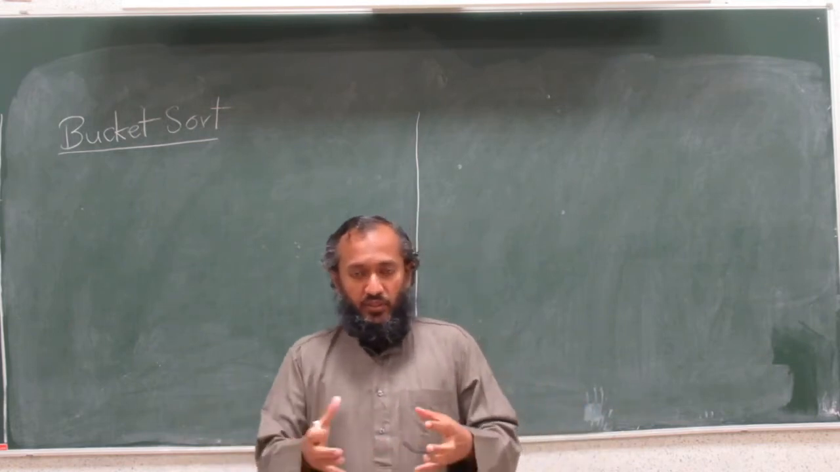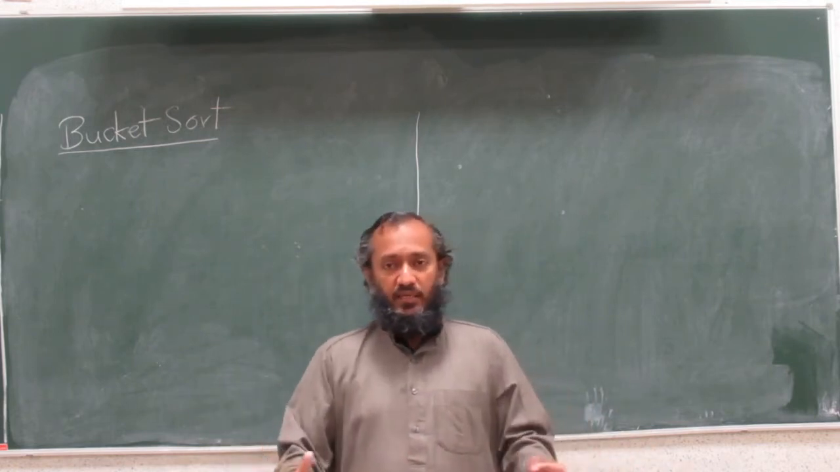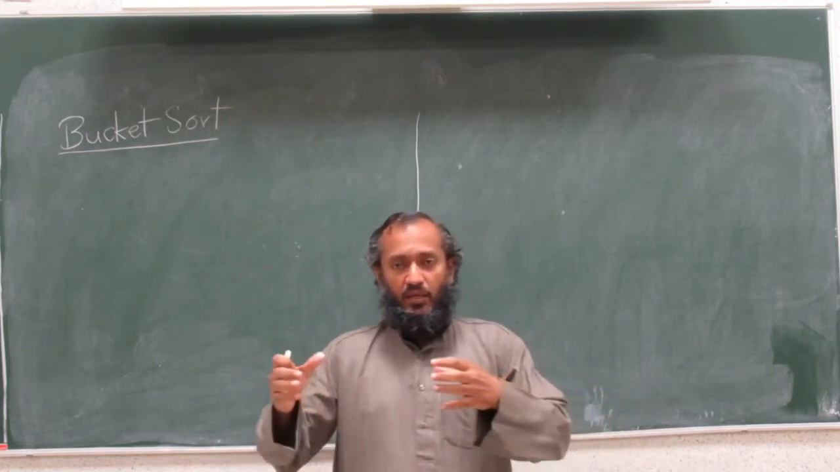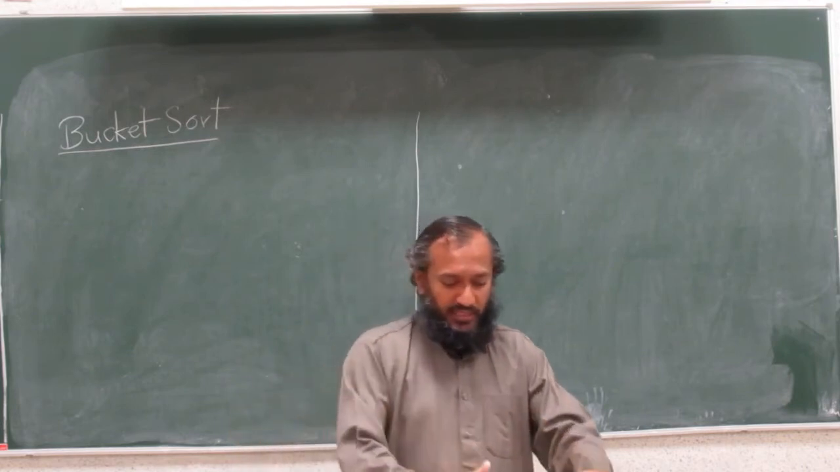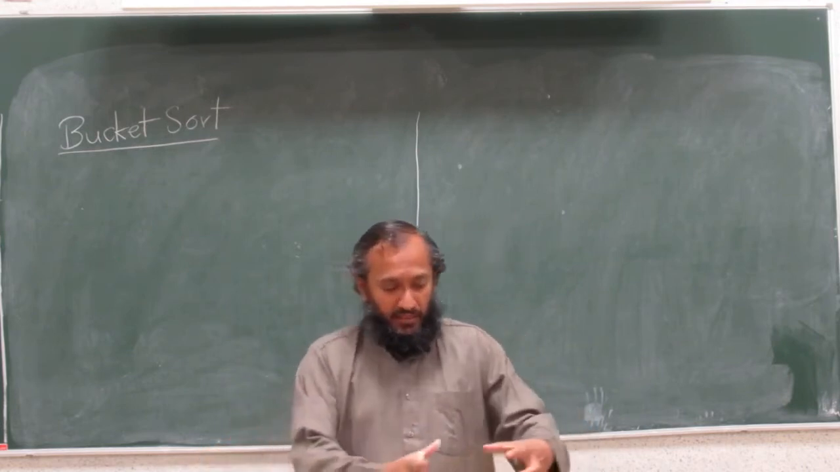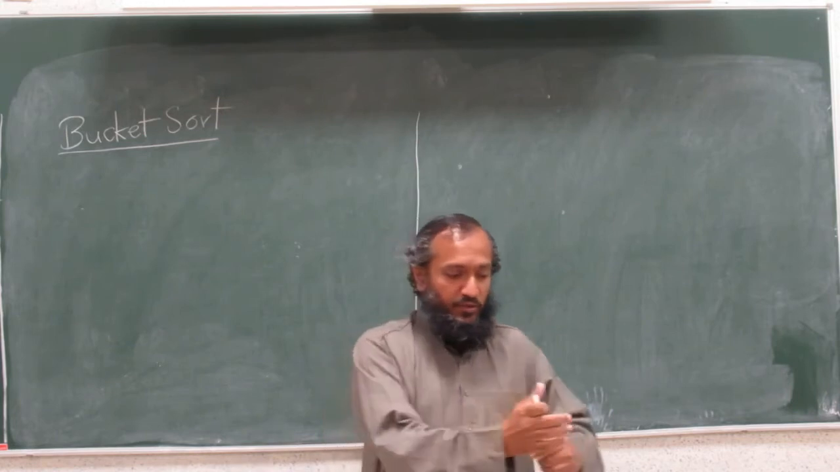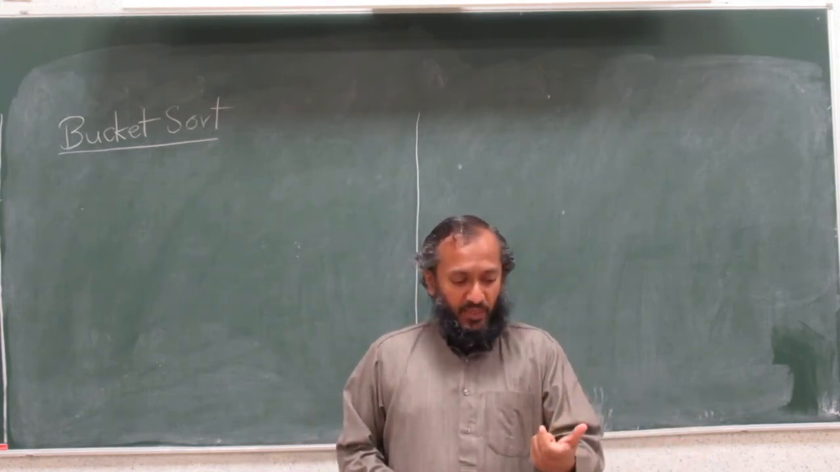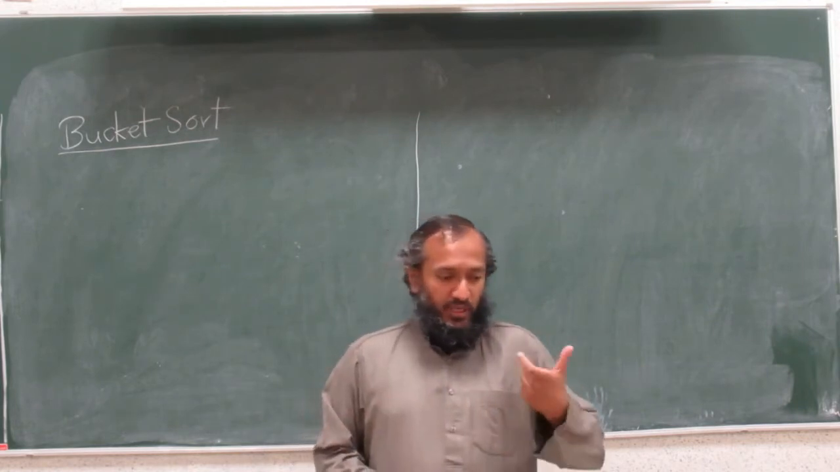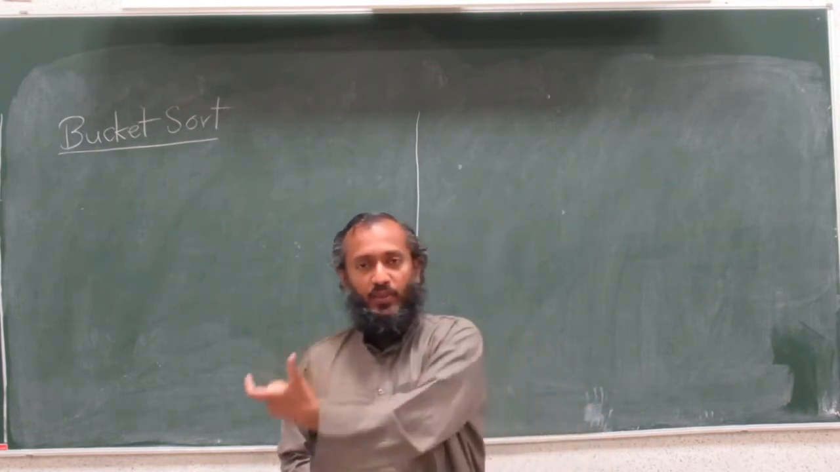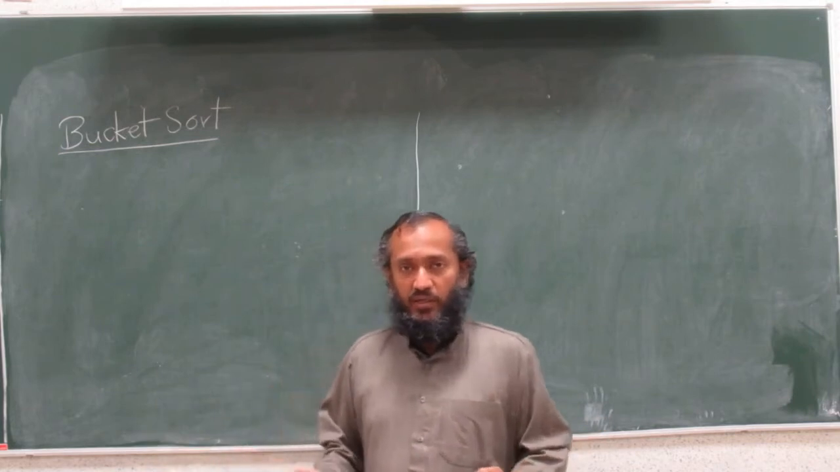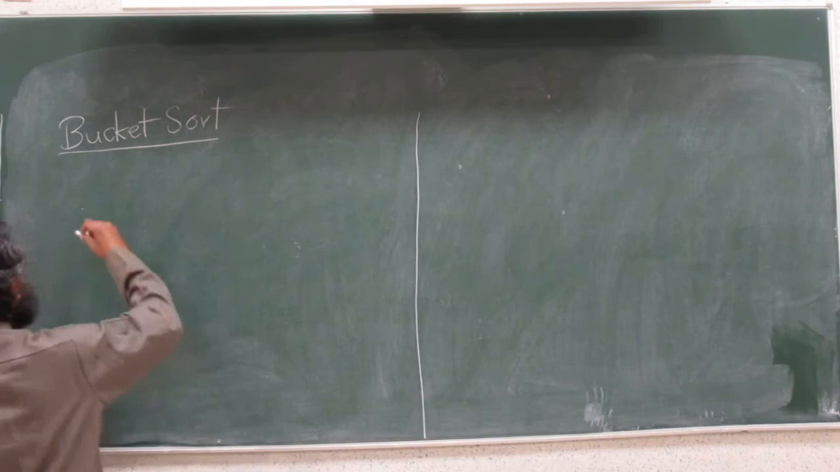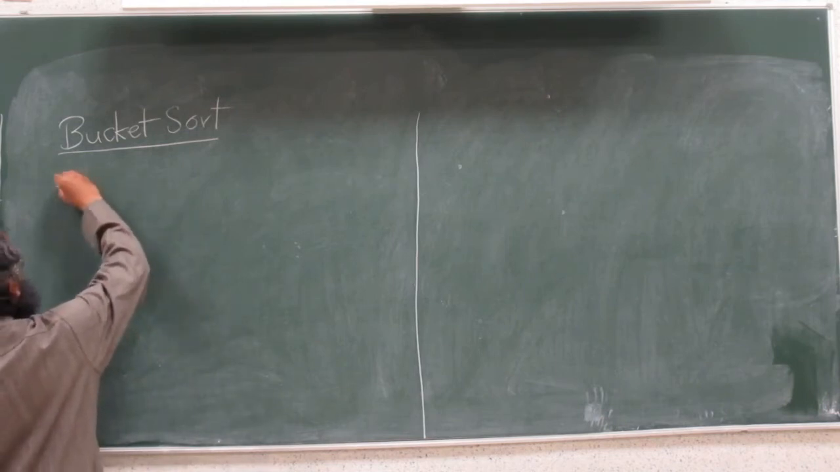To ease your task, you make 10 buckets, let's say. All the balls with numbers from 1 to 20, put them in one bucket. 21 to 40, put them in the second bucket, and so on and so forth. Now each bucket has few numbers, and you sort them individually. The idea is that everybody in that bucket comes before everybody in the next bucket. So if you sort this bucket, followed by this bucket, followed by this bucket, you already have the whole array sorted.